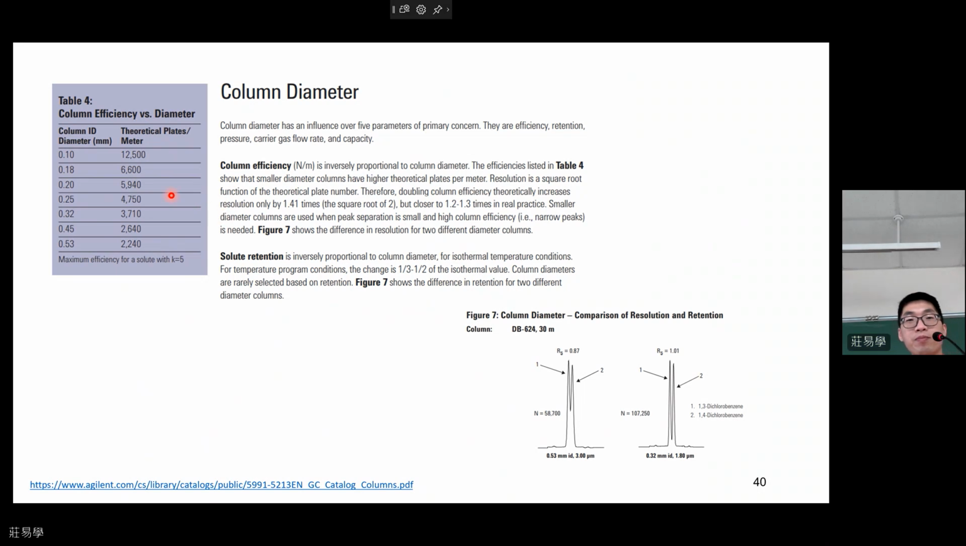So, well, if we look at this table, by the way, this is content I borrowed from the internet, from Agilent. Agilent produces a lot of gas chromatography columns. So specifically for this column, they have different diameters. For this column, the coating material is the same. The difference is that the column diameter is different.